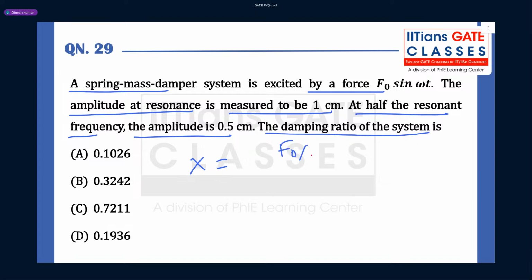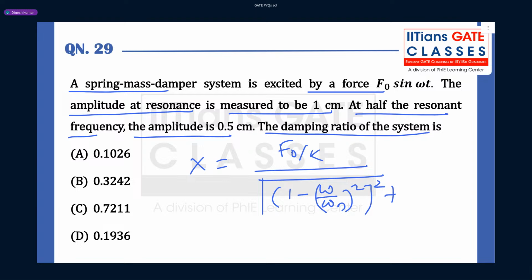It is given by F naught by k upon under root of (1 minus (omega by omega n) square) whole square plus (2 zeta omega by omega n) whole square. So this is how the amplitude of the steady state response is given.